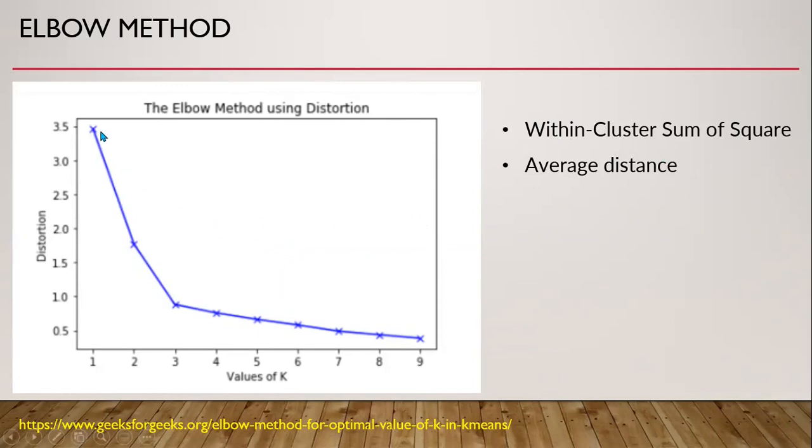Initially, when we increase the number of clusters, the within cluster sum of squares decreases, and then it remains almost stationary. So the last point of decrease is considered the elbow point, and this is the appropriate number of clusters. In this example, which I have taken from this source, the number of clusters is 3. So k equal to 3 is the appropriate situation.